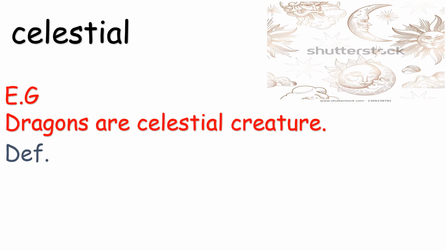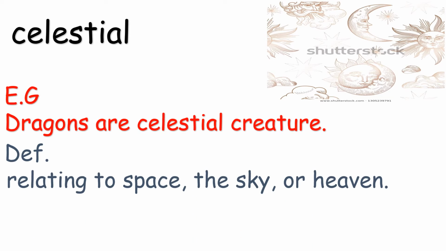Again, agitate. Okay, and this word, what is this? This is celestial. For example, dragons are celestial creatures. The definition: celestial is relating to space, sky, or heaven. So celestial is anything that is relating to space, sky, or heaven.